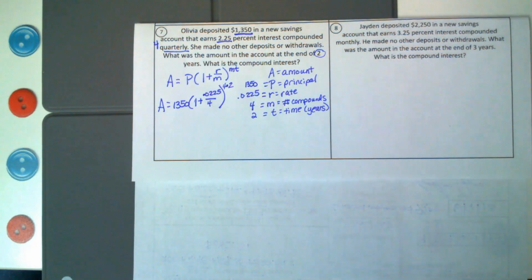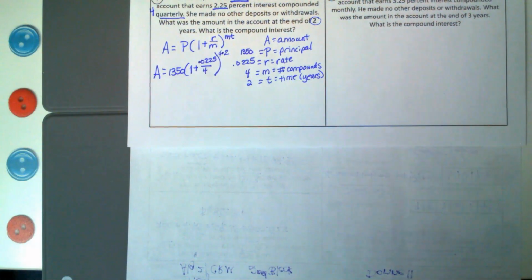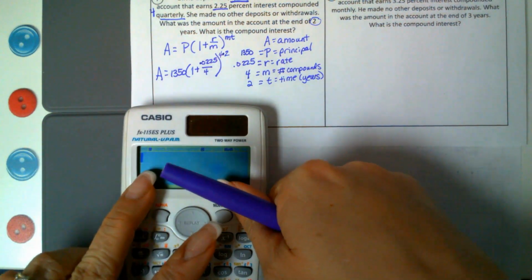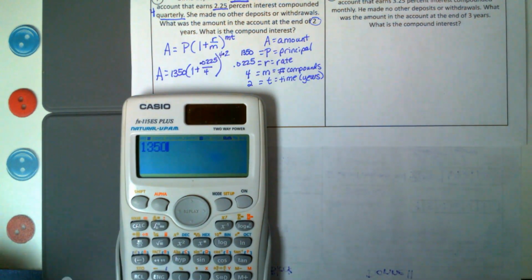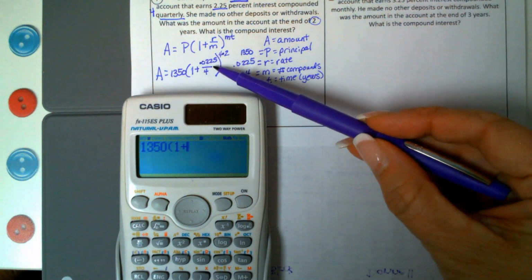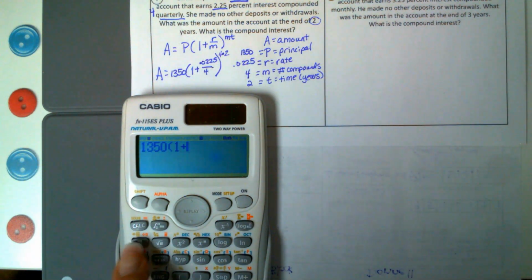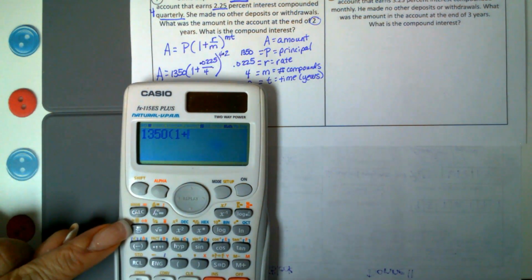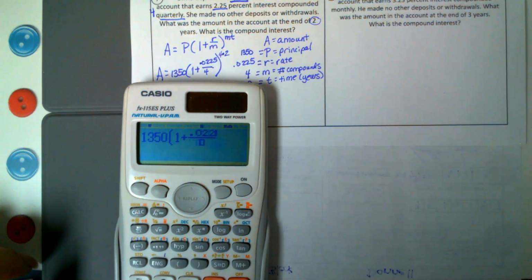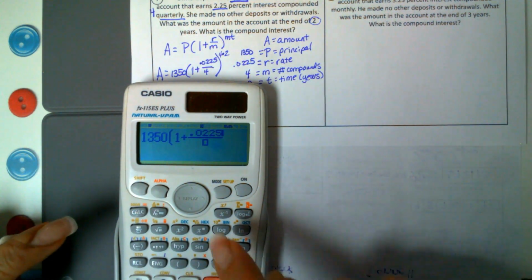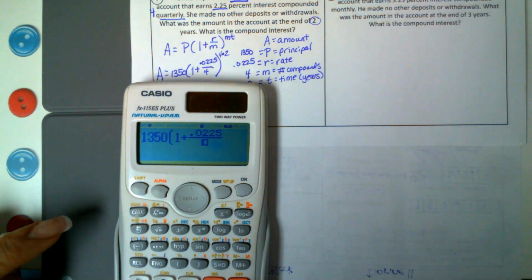So here's how we do that in the calculator. All right, I'm going to put this up here. Just want to make sure that we know how to put this in the calculator right. All right, so I'm going to do 1,350. Now I need parentheses, and I need my 1 plus. Now I need a fraction. I need this fraction right here. So I'm going to hit this fraction button. You probably can't see it. I'm going to hit that fraction button right there. At the top is 0.0225. I need to go to the bottom, so I'm going to hit this bottom button, and on the bottom is 4. Now see where that cursor is?